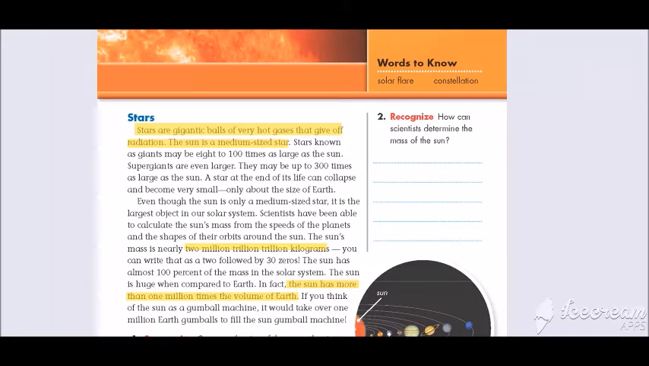So how do scientists calculate the mass of the Sun? By the speed of the planets and the shape of their orbits.